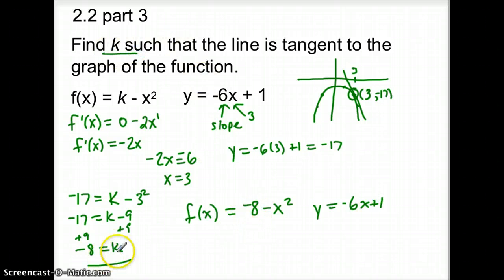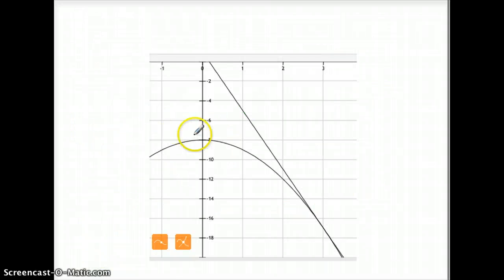So I believe that's right, but I'm going to verify that using my graphing calculator. When I graph these two functions, I should see a graph something like this if I zoom out. X is 3 and then negative 17, so 3, negative 17 there. There's the curve, so there's the y-intercept of negative 8 minus x squared. And this is the graph of negative 6x plus 1. Like we did it right.